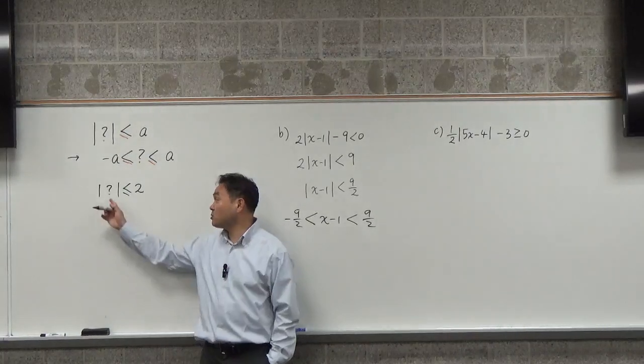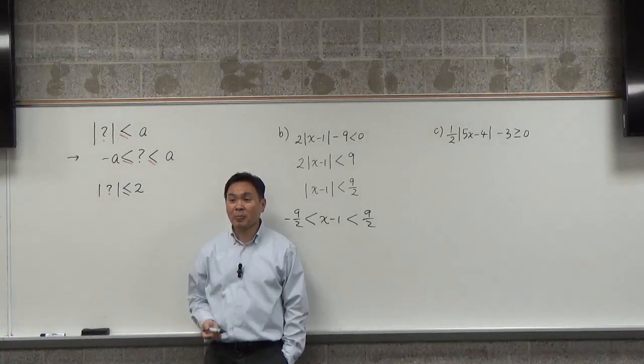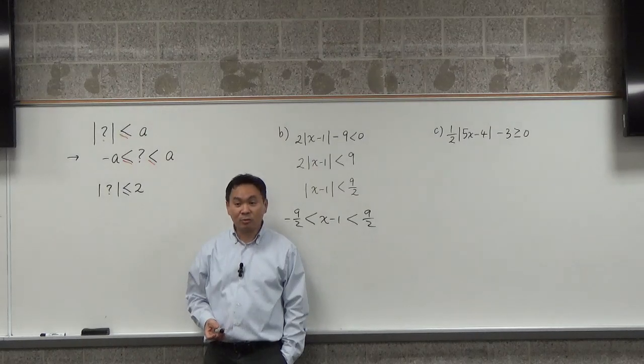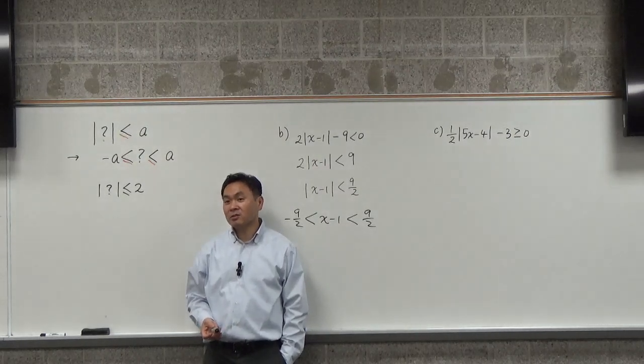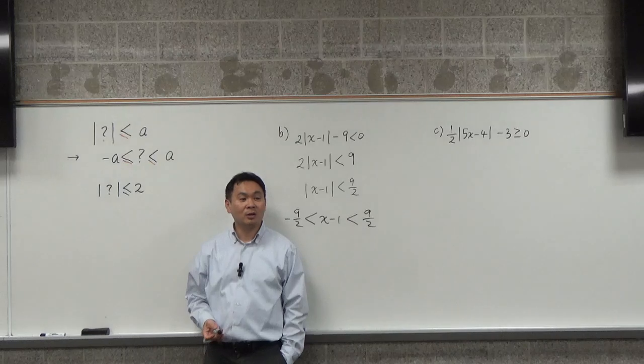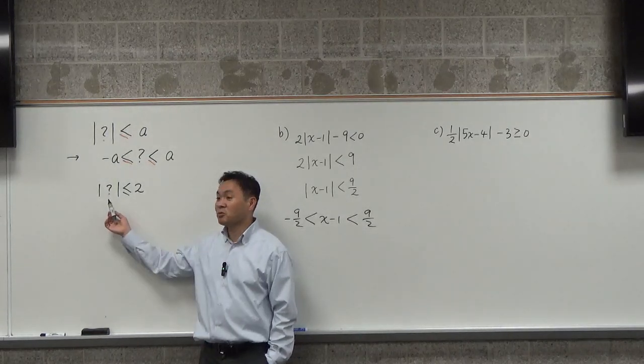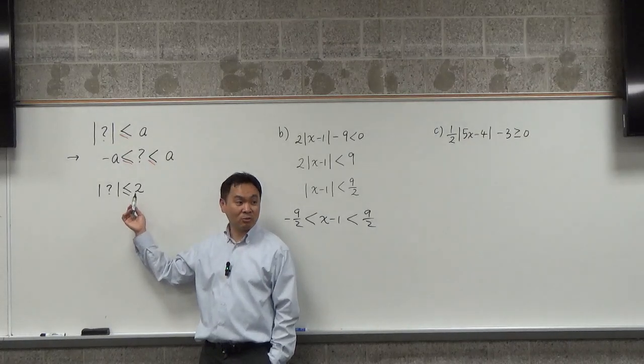Negative 2, because negative 2 absolute value is 2. What else? 1, 0, -1, right? Does 3 work? No. Does -3 work? No, because -3 absolute value is above 2, right?